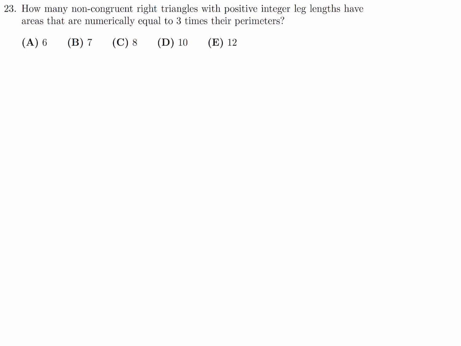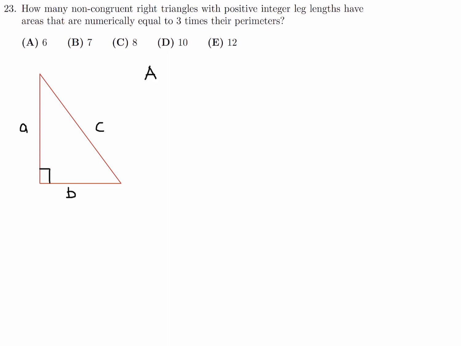How many non-congruent right triangles with positive integer leg lengths have areas that are numerically equal to 3 times their perimeters? So we have some triangle. We don't know what the size is. We don't know anything about it. The only thing we know are the side lengths. We can label them A, B, and C. And we do know that it's a right triangle.